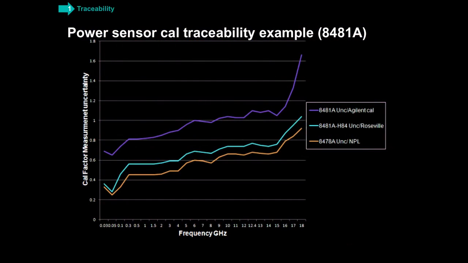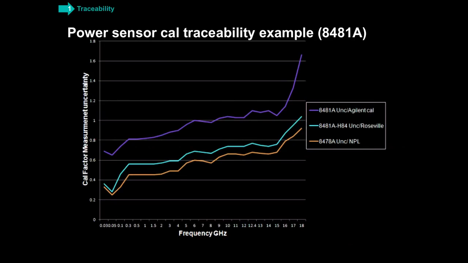The x-axis is, of course, frequency. The y-axis is the actual measurement uncertainty of the efficiency factor of the power sensor. And so as you look at each of these, the lower the line, the better. The yellow line is what you would get, in this case, coming from the National Physics Lab. That's the top National Metrology Institute in Britain. That would be very similar to the same one you would get from NIST.